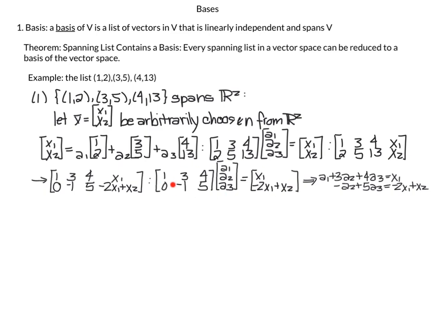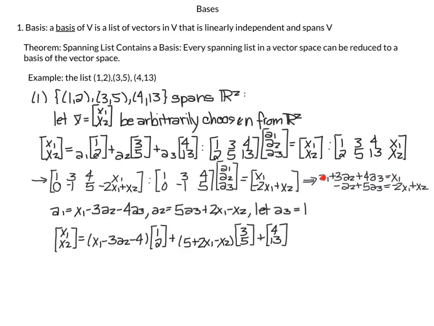Putting this back into vector form, we have our coefficient matrix with columns 1, 0, 3, -1, 4, 5. Our unknowns, our variables, are A1, A2, A3. And it's equal to our solution, which is x1 and -2x1 plus x2. Multiplying row times column, we get A1 plus 3A2 plus 4A3 equals x1. That's this first equation. Multiplying this row times this column, we get 0A1 minus A2 plus 5A3 equals -2x1 plus x2. That's this equation here.